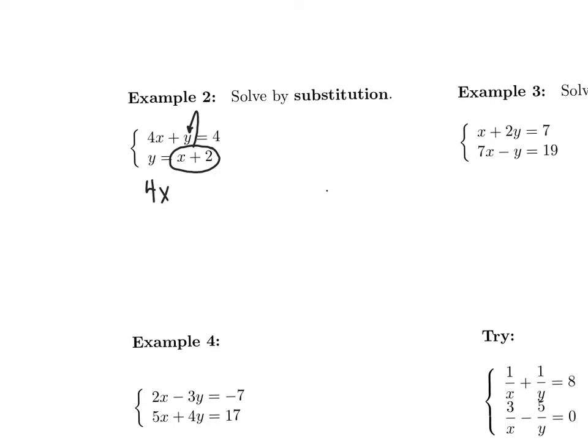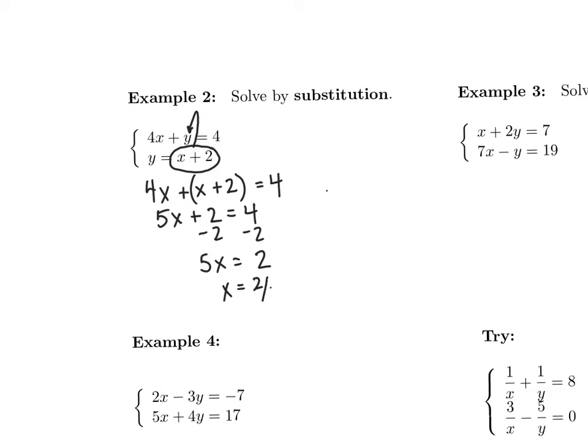So you have 4x plus (x plus 2), all of this subbed in for that y, equals 4. And then you notice you have an equation that you can solve in one variable. So this would give me 5x plus 2 equals 4, and then I solve for x. So 5x equals 2, so x is going to equal 2/5.